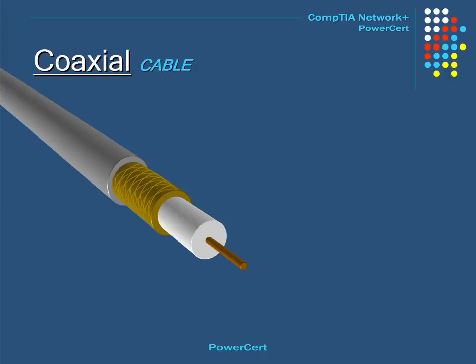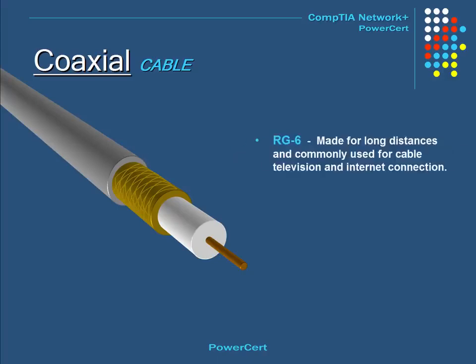The first type is RG6, and this is made for long distances and is commonly used for cable television and internet connection. And the second type is RG59, and this is made for short distances and is commonly used for high definition and high quality video.